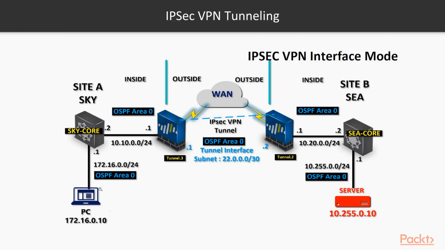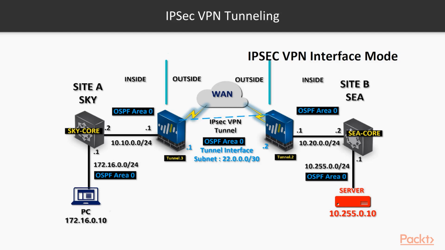Now, we want to allow this additional subnet. But instead of manually telling SkyCore, hey, if you want to reach 10.255.0, I need to send a static route, and then the Palo Alto will need another static route to send the traffic to site B, we can just enable a tunnel interface with a /30, so we'll have .1 on this end and .2 on the other end. And we can have OSPF adjacency between the two Palo Altos over that IPsec tunnel and advertise both networks in the same area at both locations.